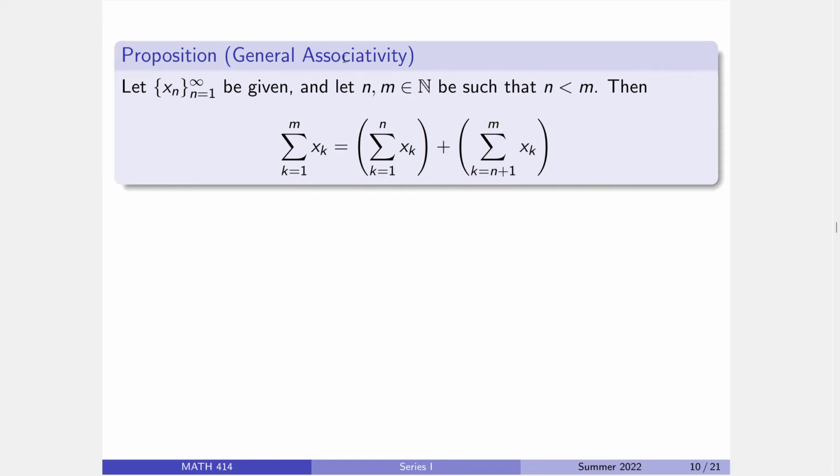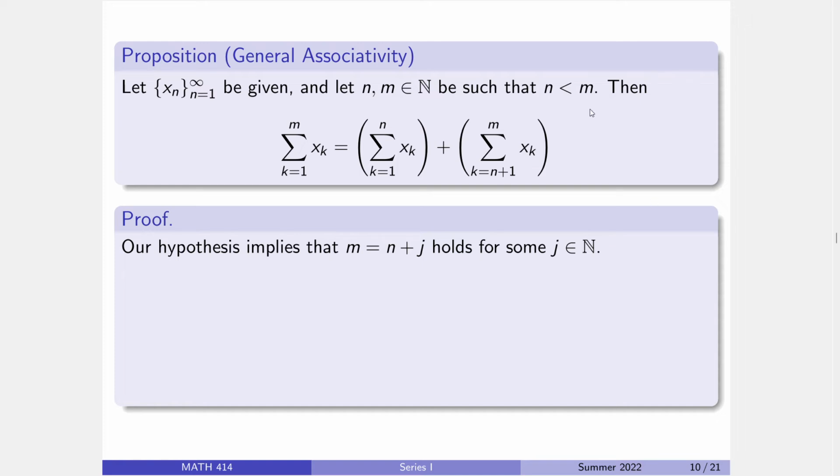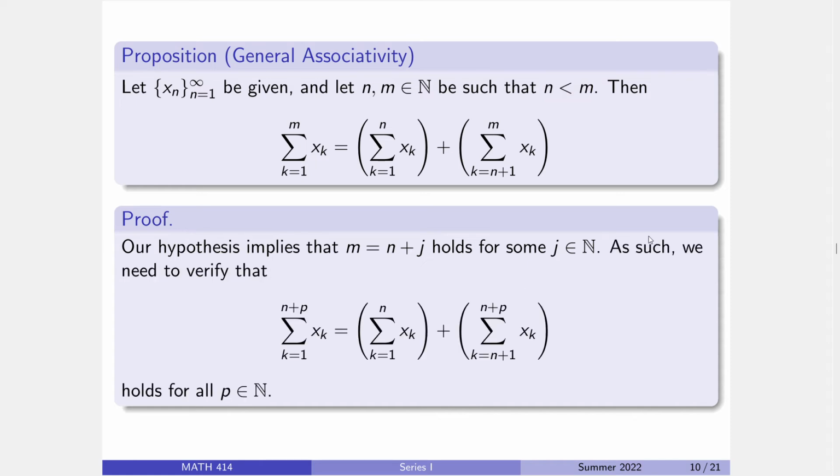Okay. So this is called general associativity because that's what this is really saying. This is saying that I can plop parentheses wherever I want. Right? m and n here don't matter, so no matter how many things I sum up and how few things I want to separate, I can separate them however I want. So I can place parentheses wherever I want, which is what associativity says. And again, this is inductive because our hypothesis guarantees that m is n plus j for some j. So that means all you really need to verify is that if I replace m with n plus p, that works for any p. So that's how you turn this into an inductive argument.